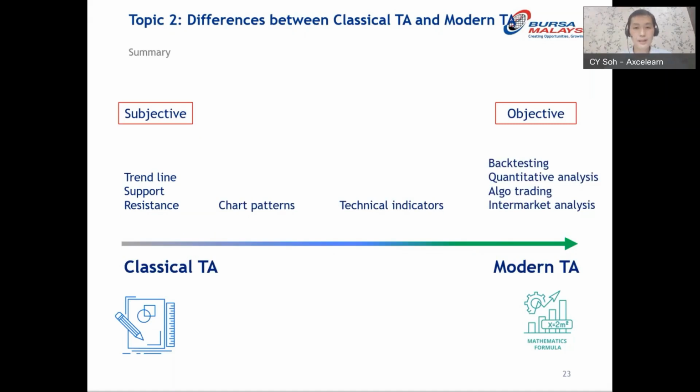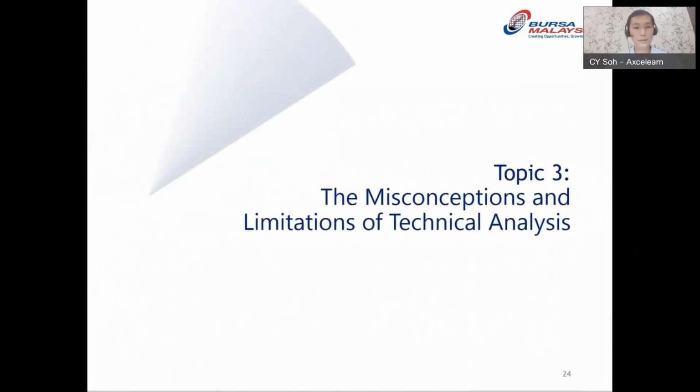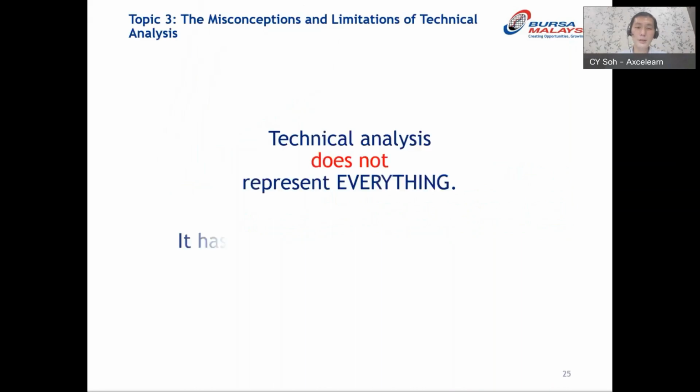Now, let's go to the third topic, which is the misconceptions and limitations of technical analysis. A lot of you may have misconceptions or do not understand the limitations of technical analysis. When you use technical analysis, it is very important for you to understand the limitations. You need to clear off all of those misconceptions so that you can capture the benefits as well as the advantages of technical analysis. So here are 6 to 7 misconceptions, but you need to understand them first.